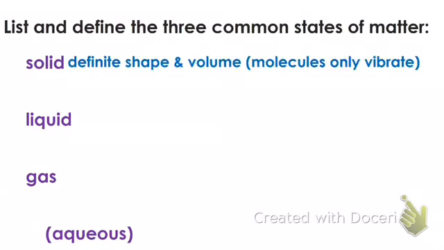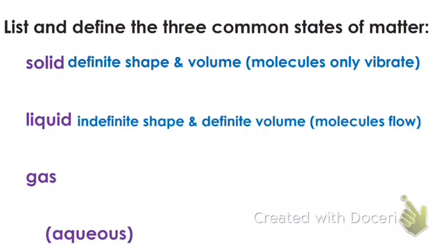Definition of a solid is that it has definite shape and volume. It means that the shape and the volume do not change, and that's because the molecules can't move. They're just sitting there vibrating in a set place, so that means that they can't spread out and change its volume or its shape. Liquids have indefinite shape, means that that shape can change, definite volume. Molecules can flow and move around each other.